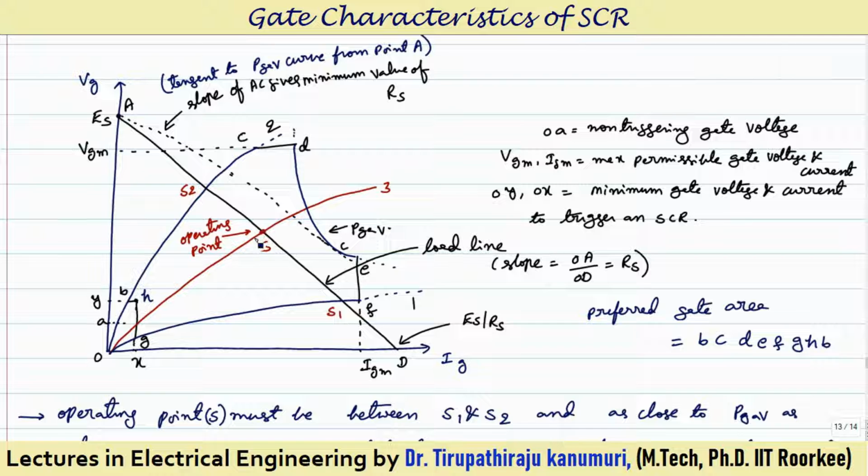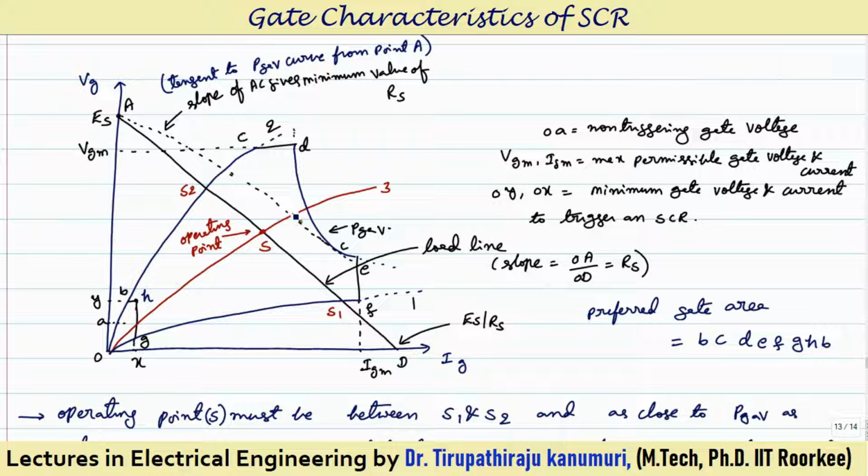Now the value of Rs plus external resistance should be selected in such a way that this operating point is as near to the PG average as possible, and at the same time it should not cross the value of IGM or VGM. That means it should lie within this region, and be as near to the PG average as possible. What is the requirement of this? We know that the more current that is supplied, the more carriers are injected, so the SCR will turn on at a faster rate.